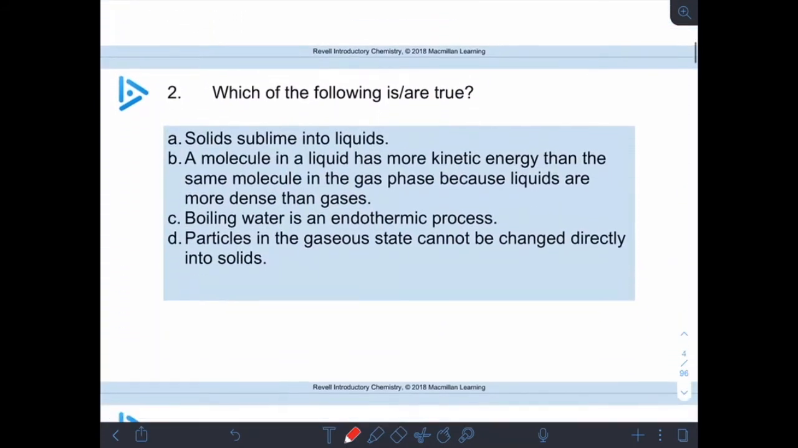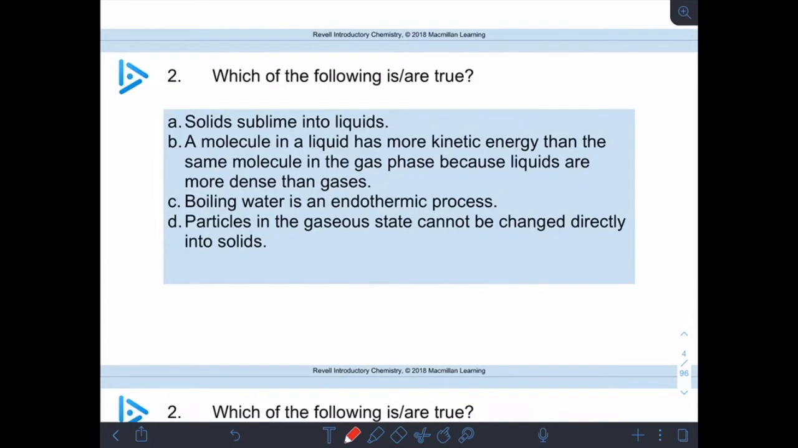All right. So which of the following is true? Now I have to explain the first one. So when we go from a solid to a liquid, that's called melting. And hopefully you understand that already. If you don't, I'm not sure what planet you've been on. When we go from a liquid to a gas, that's called vaporizing. Okay, making a vapor.